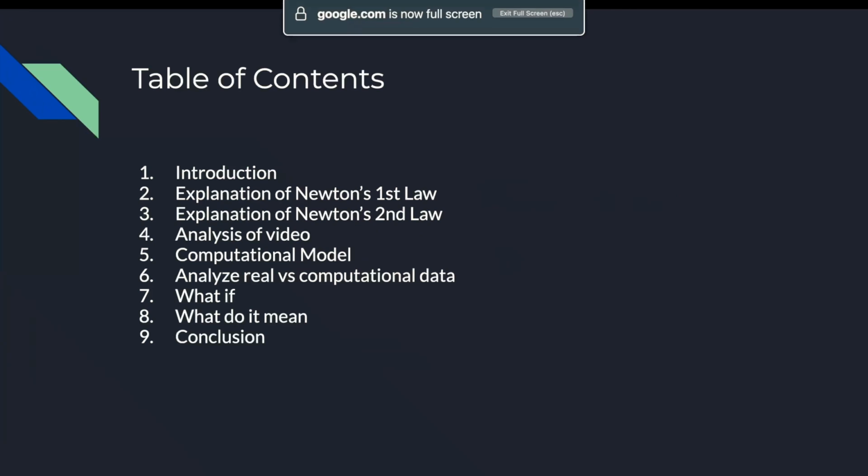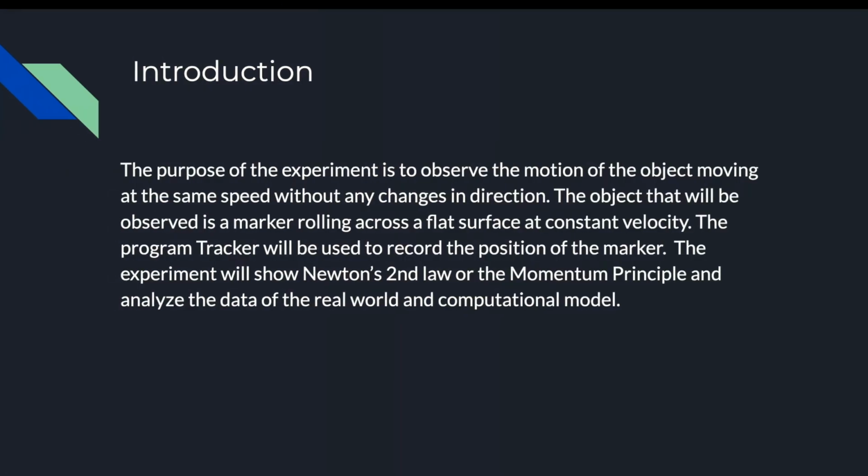Here are the things we're going to go over today. So, a brief introduction. The purpose of this experiment is to observe the motion of an object moving at the same speed without any changes in direction. The object that will be observed is a marker rolling across a flat surface at constant velocity. The program Tracker will be used to record the position of the marker, and the experiment will show Newton's second law, or the momentum principle, and analyze the data of the real world and computational model.